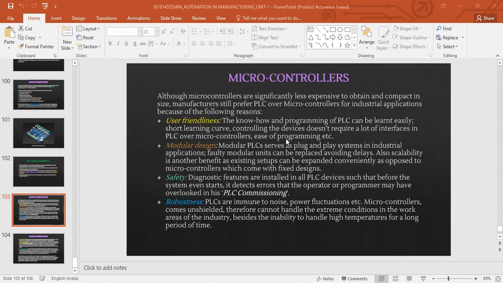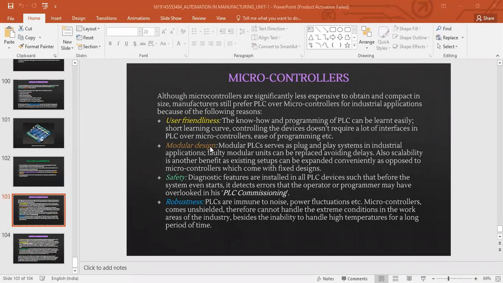Can be learned easily. You have a short learning curve. There are even different ways of programming it. Okay, there's not a standard way. Different companies have come up with different standards of programming software. So that is another reason.